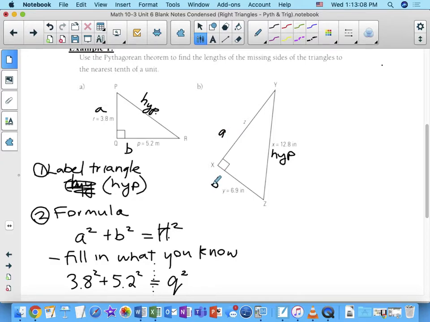So if I put in my formula now: a squared plus b squared equals h squared. On this diagram, a, the way I've labeled it, is z, so we don't know that one. Plus b is 6.9 squared equals, the hypotenuse is 12.8 squared.